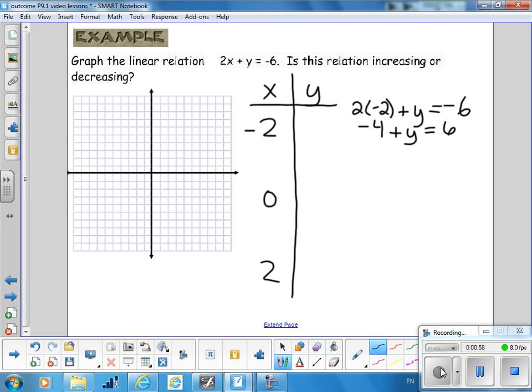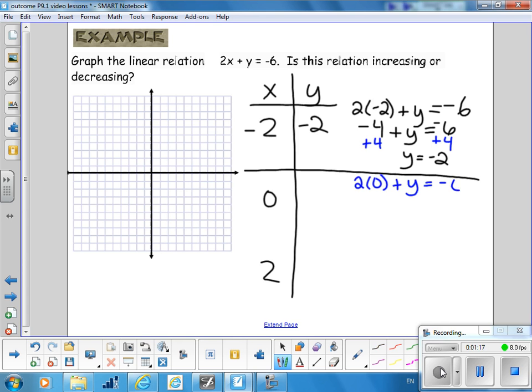And now we have to solve for y. So we use inverse operations. So we get y equals -2. So our first ordered pair is -2, -2. Now we substitute 0 into x. 2 times 0 is 0. So 0 plus y is just y. So y equals -6. So our second ordered pair is 0, -6.